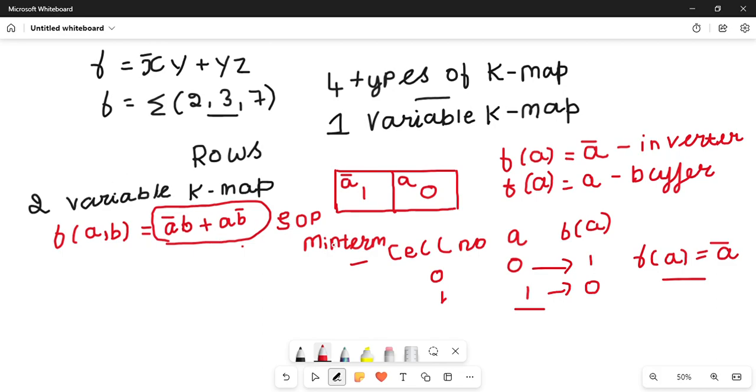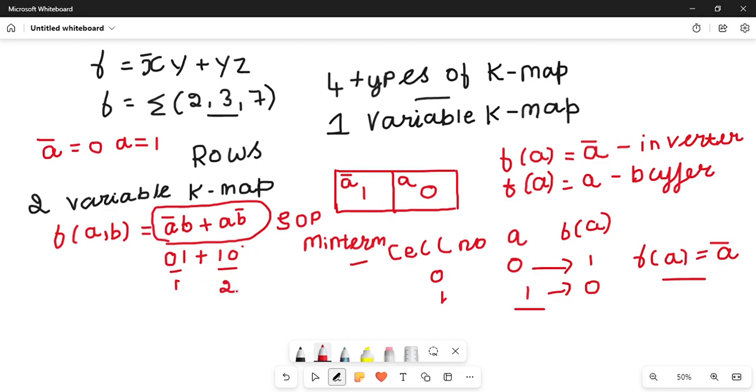So this is in min term form. So for the min term, a bar is equal to 0 and a is equal to 1. Always remember for your min term, a bar is equal to 0 and a is equal to 1. If you consider that, then it is nothing but here it is 0, 1 plus 1, 0. So what is 0, 1? 0, 1 is 1 and 1, 0 is 2.